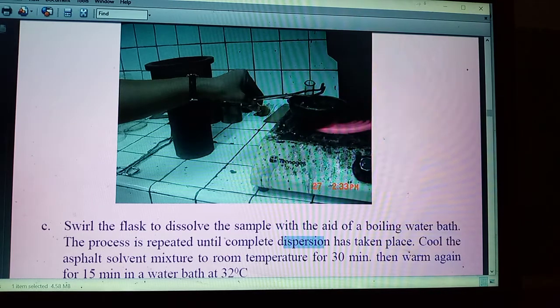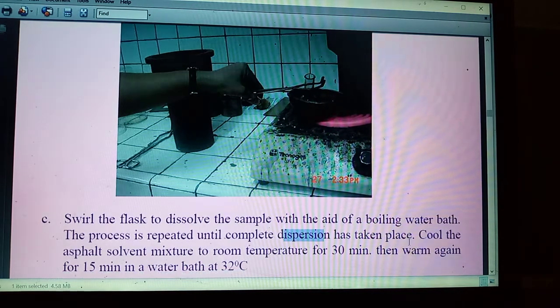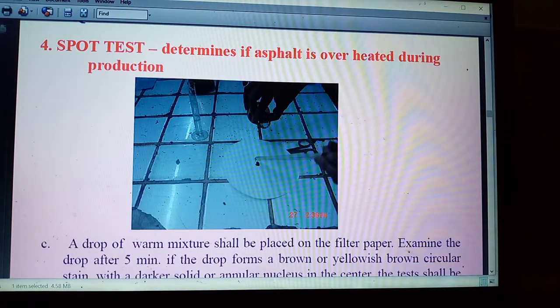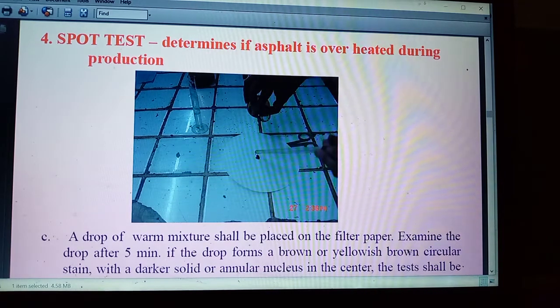Then, so, pagkatapos nun, i-cool natin siya at room temperature for 30 minutes. Then, i-warm mo uli. Then, i-water bath mo ng 32 degrees. Then, after that, ito na yon, i-drop mo na. Okay? I-drop mo na yung natira doon sa flask na asphalt.